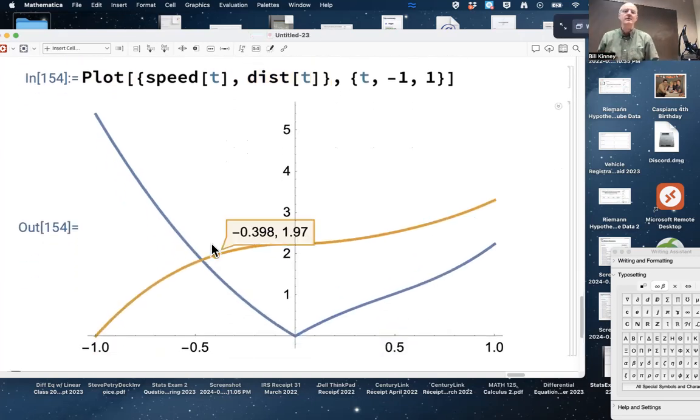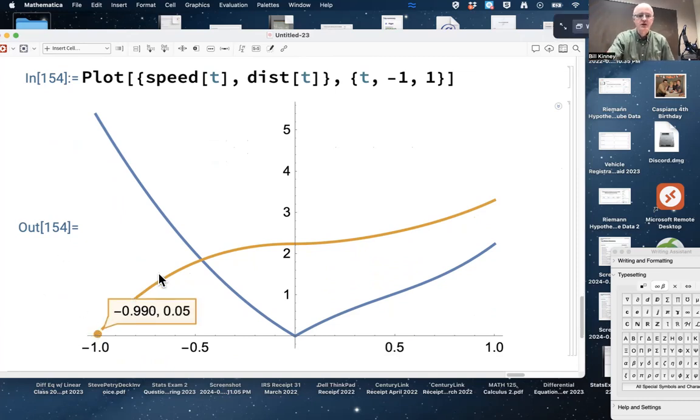Okay, it wasn't too bad. It only took about 2 seconds there. Sometimes it takes longer. It's doing hundreds of numerical integrations because it used NIntegrate. This orangish graph, that's the distance traveled. Notice dist at -1 is 0.